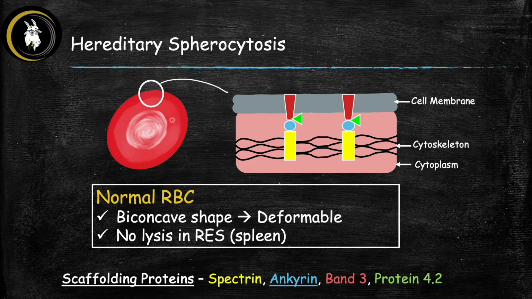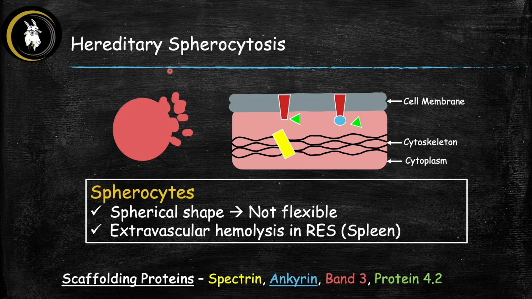And this shape is actually really important because it allows them to be deformable or bendy. So as they go through the reticuloendothelial system of the spleen, as they're circulating, they can squeeze through and bend without getting lysed. So the 2 main points here about normal red blood cells are that, number 1, the cytoskeleton and cell membrane are connected by these scaffolding proteins. And number 2, this connection is really important because it gives the red blood cells their biconcave shape, which makes them flexible in tight spots.